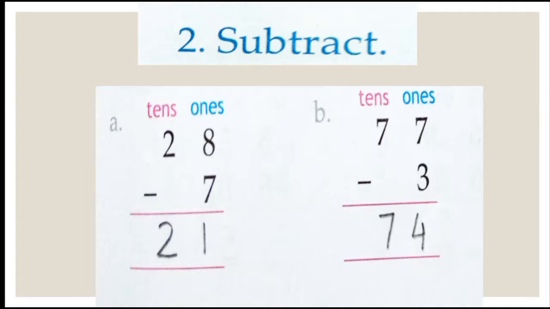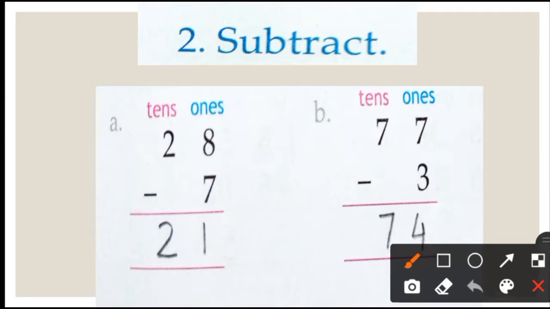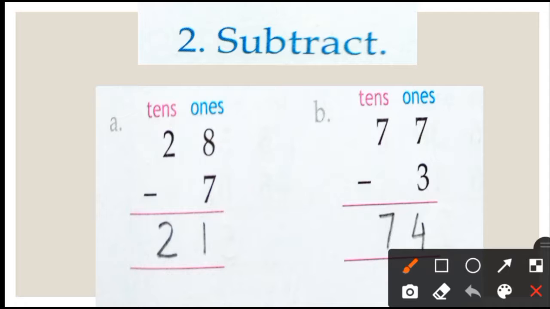Now we will move on to question number 2, which is once again subtraction. In this part, our first question, question A. First of all I will read tens and ones together, that is 2, 8, 28 minus 7. Okay students, now I am going to read our tens and ones part. Let's start with our ones part. The digits are 8 minus 7. And in the tens part we have a single 2.